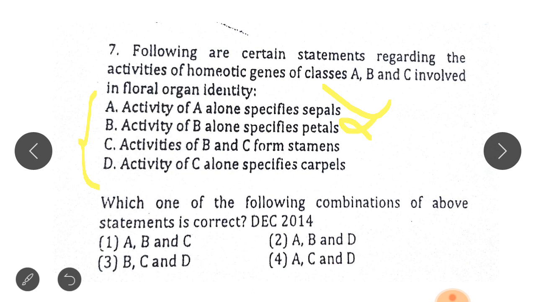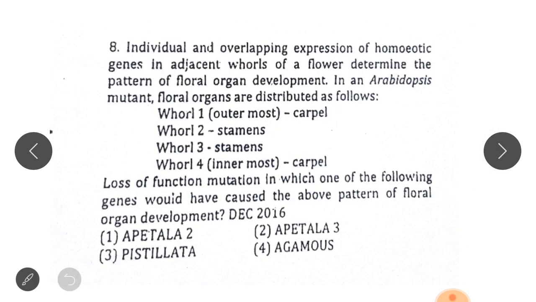Activity of B plus C forms a stamen, absolutely right. Activity of C alone specifies carpel, absolutely right. So the answer will be A, C and D. The answer will be 4. This comes from December 2016.